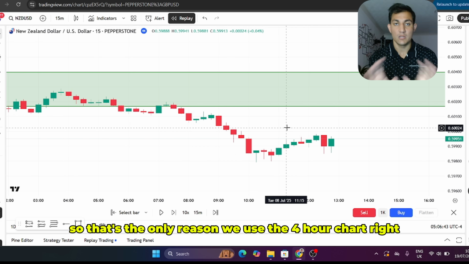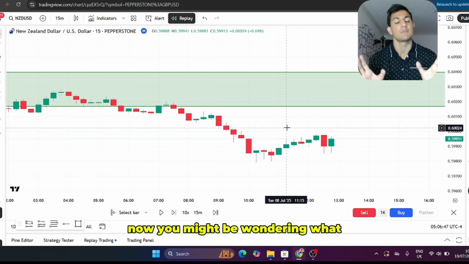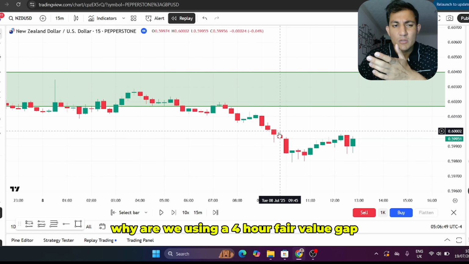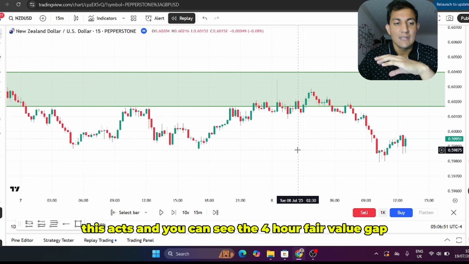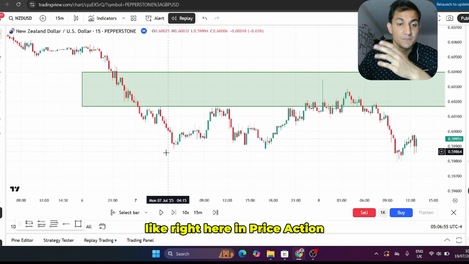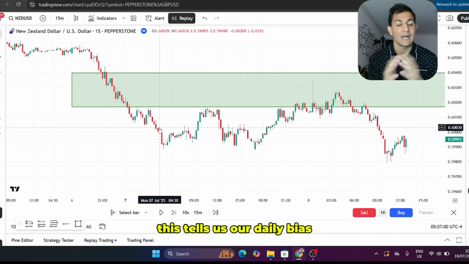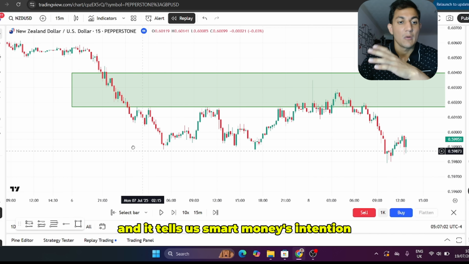So that's the only reason we use the 4-hour chart, just to mark out a 4-hour fair value gap. Now, you might be wondering, why are we using a 4-hour fair value gap? You can see the 4-hour fair value gap right here in price action. That acts as our higher time frame. This tells us our daily bias, and it tells us smart money's intention.